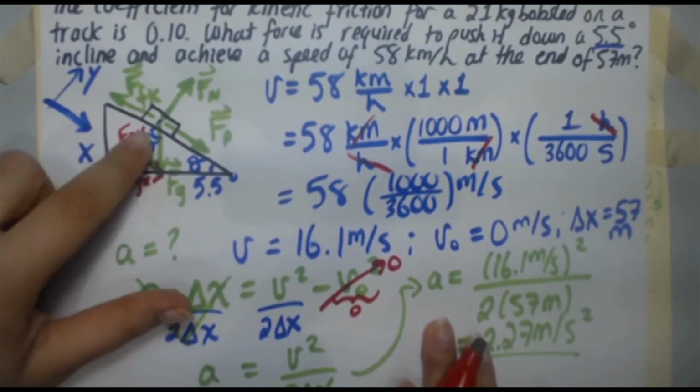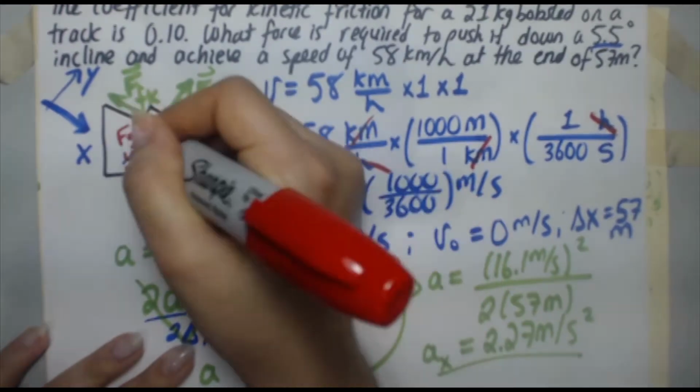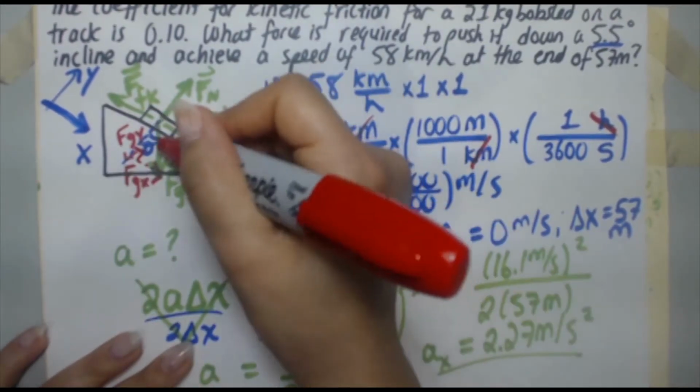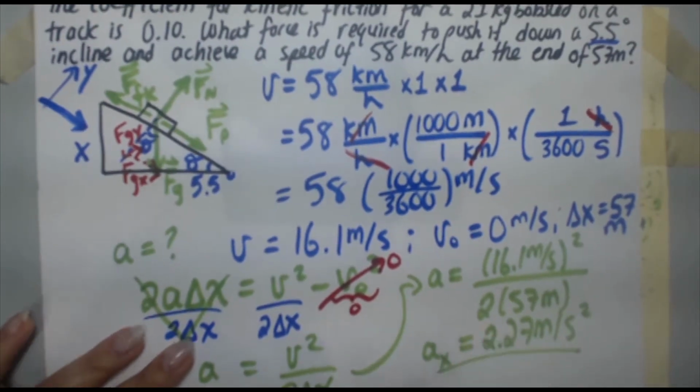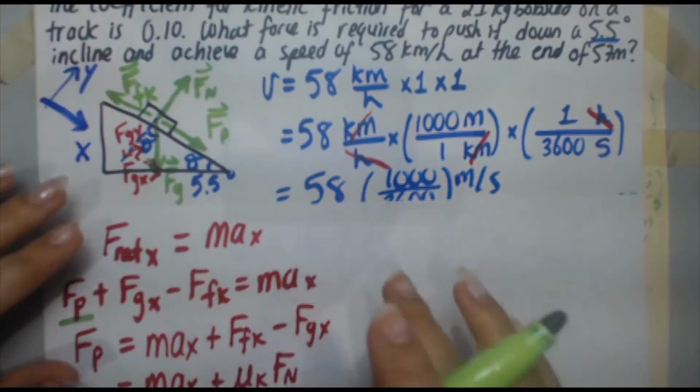Take a look at FGX and FGY. They make right angles with each other. The actual FG is the hypotenuse of this right angle triangle. Now what I'm going to do is redraw that triangle down here. So let me just do that so you guys can see.